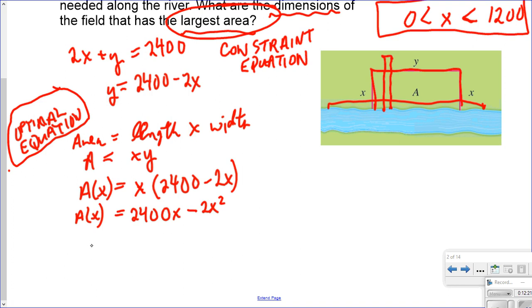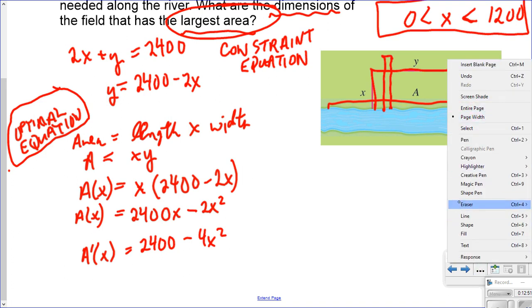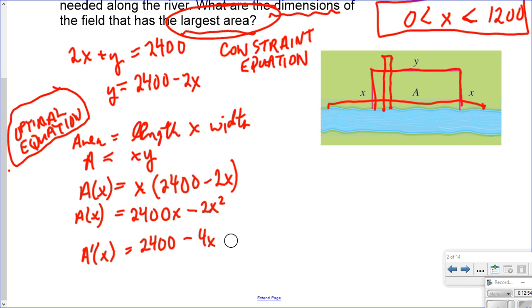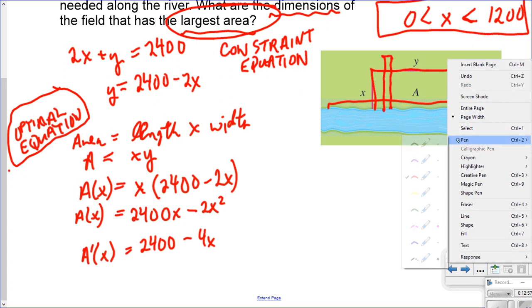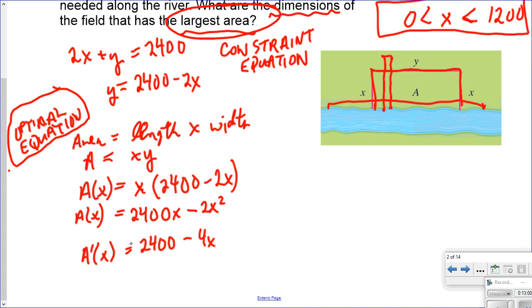I want to find the maximum point here. Well, what happens on a maximum point of a function? This is a parabola function, parabolic, quadratic, right? So on a maximum, the slope of the tangent is 0, a flat horizontal line. So let's find the derivative of our area equation, 2400x minus 4x squared. I think I've done that derivative right. Let me double check. So the derivative of the area function is 2400 minus 4x.